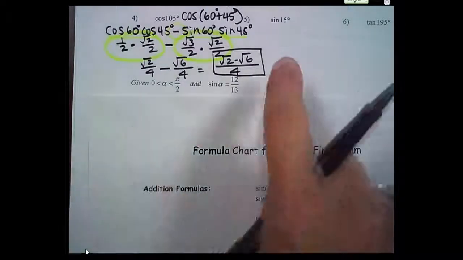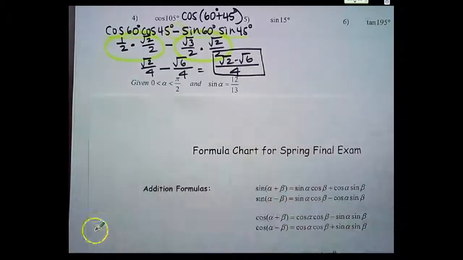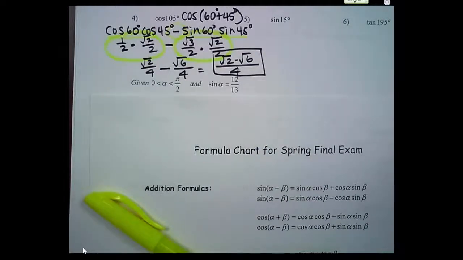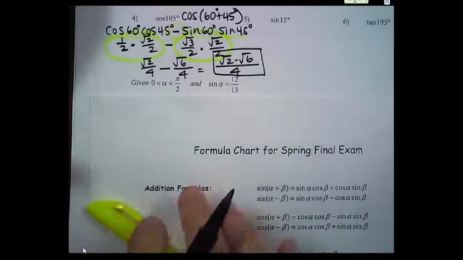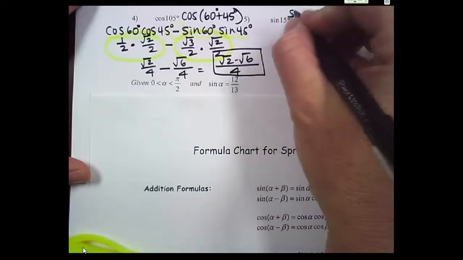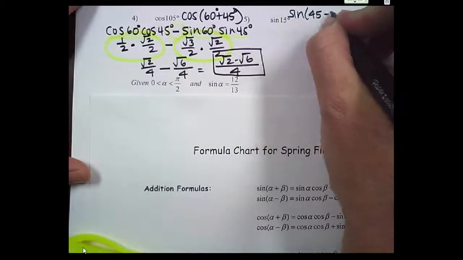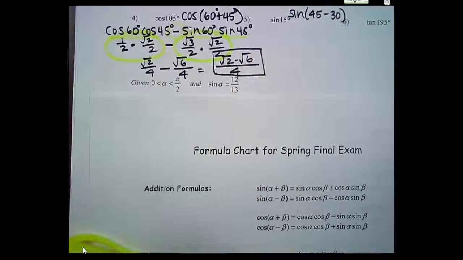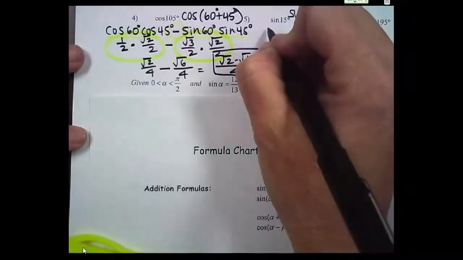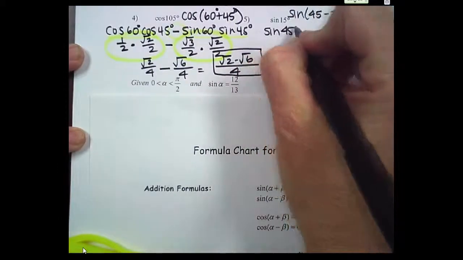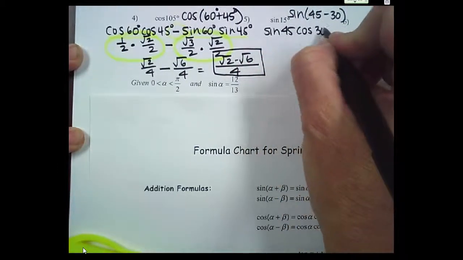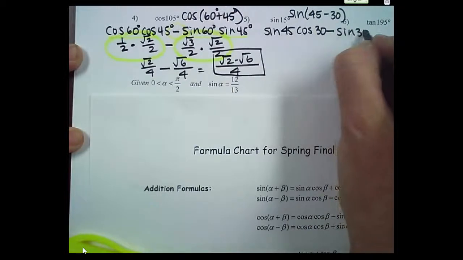Now, I want you to try 5 and 6. Now, the answer to number 5 was root 6 minus root 2 over 4. So the root 2 should have been negative, the root 6 positive. The problem is you may have chosen different numbers than me to have done the problem. So I'm going to choose sine of 45 minus 30. If you did something different, that doesn't make it wrong. Okay, but when you expand it, that's sine of 45 cosine 30 minus sine of 30 cosine of 30.